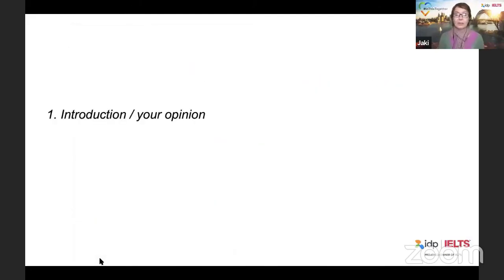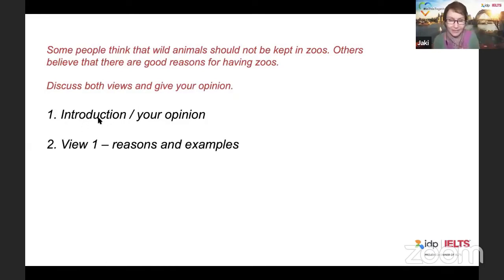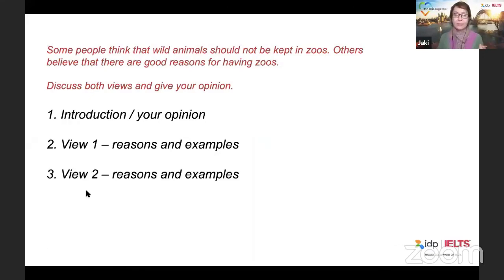All right, so structure. How do we structure this essay? We do the introduction. We'll talk about the introduction in a bit, so don't worry. You can actually give your opinion in the introduction, but don't give any reasons, no reasons. Then you talk about view 1. Remember, we always have to give reasons and examples. View 2, reasons and examples. Say your opinion with reasons, why, and then the conclusion.